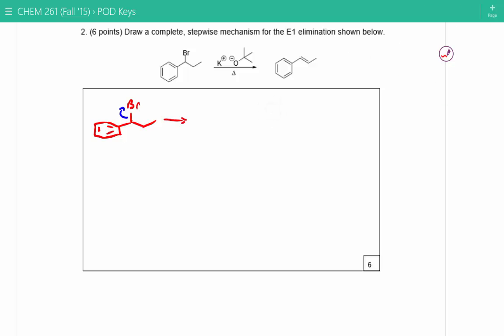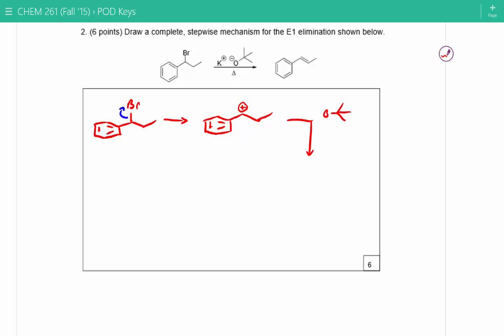We'd go to our carbocation intermediate, which has a positive charge there. Is that a primary, secondary, or tertiary carbocation? Secondary. In class, I said that secondary carbocations aren't as stable as tertiary, but this one's actually more stable than a tertiary carbocation. Why is that? Resonance. So in this case, it's a benzylic carbocation. It's incredibly stable because that positive charge can delocalize around the ring. All right. Now, the next step.